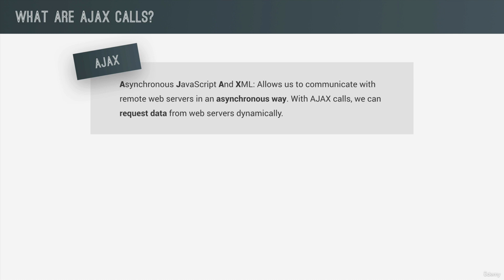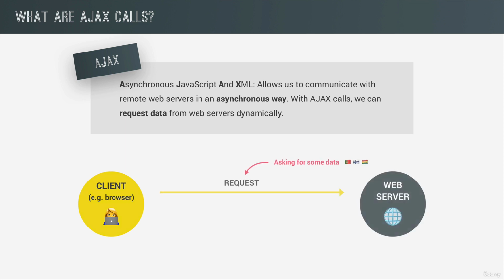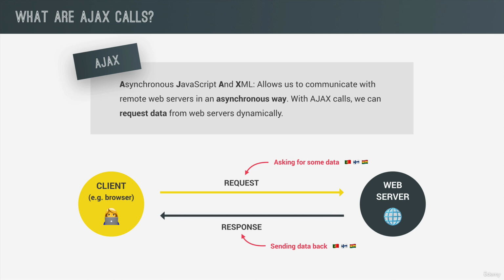So let's say that we have our JavaScript application running in the browser, which is also called the client, and we want the application to get some data from a web server. And let's say the data about countries that I was talking about earlier. So with AJAX, we can do an HTTP request to the server which has this data. And the server will then send back a response containing that data that we requested.